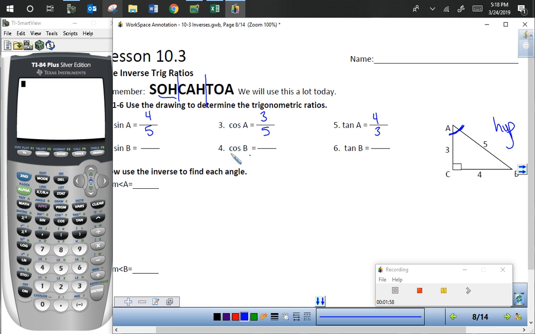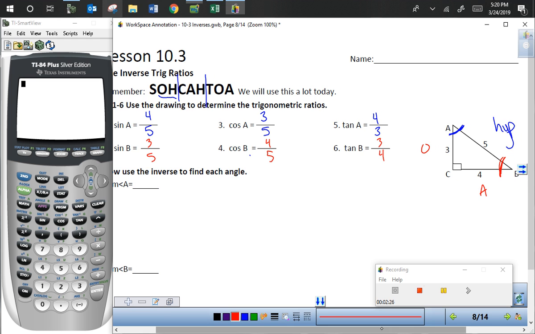The next thing we want to do is the same 3 ratios, but this time focusing on angle B. I want you to pause the video and take care of those 3 for me, please. All right, over here, opposite is across, adjacent is next to it. Okay, so our sine is 3 fifths, cosine 4 fifths, and the tangent that switches to 3/4.